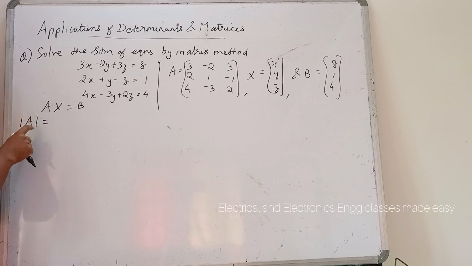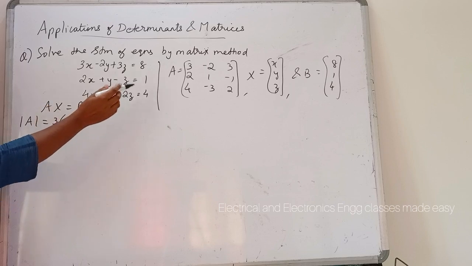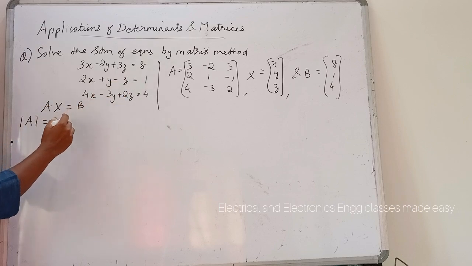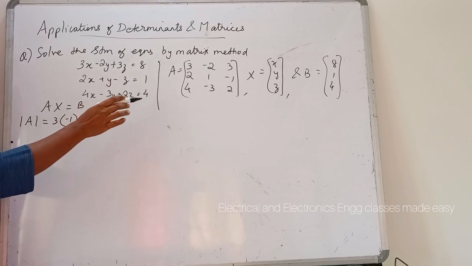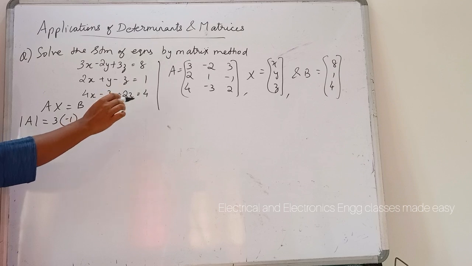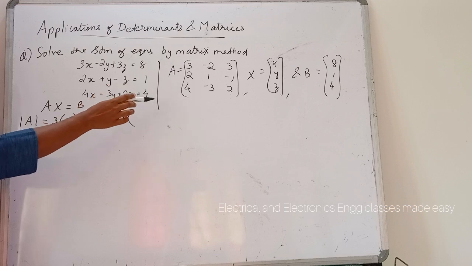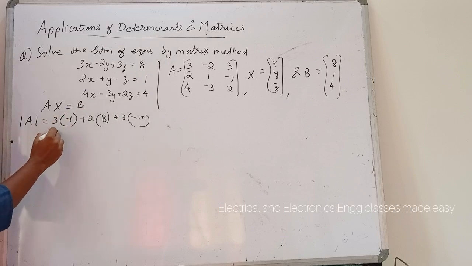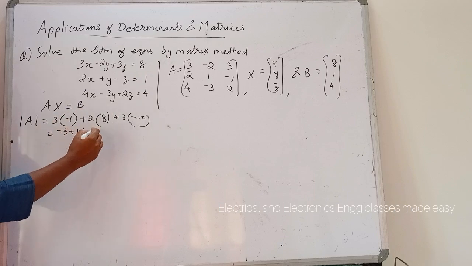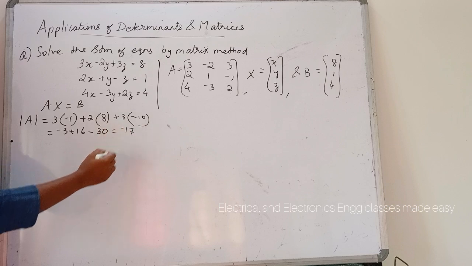Now here we have to find the value of determinant of A to check whether this A is non-singular or not. So determinant of A is equal to 3 into 1 into 2, 2 minus 3, that is minus 1. Then minus of minus, plus 2 into 2, 4 plus 4, that is 8. Then plus 3 into 2 into minus 3, that is minus 6 minus 4, that is minus 10. And that is equal to minus 3 plus 16 minus 30, so that is minus 33 plus 16, and that is minus 17.